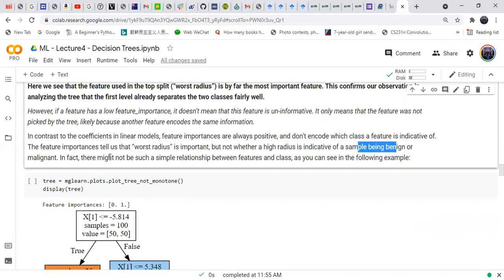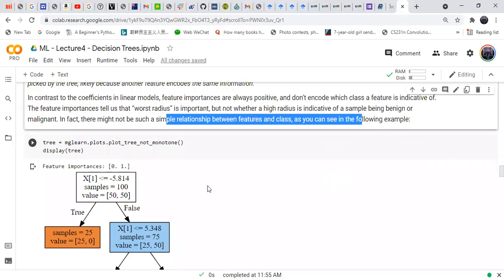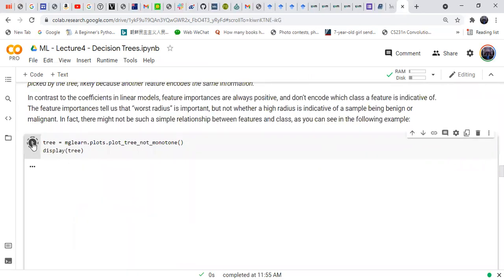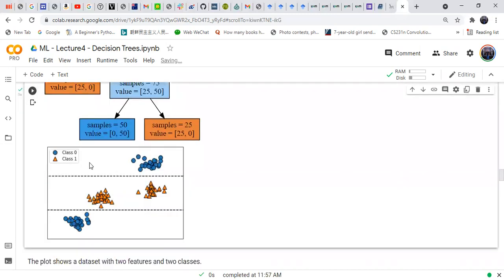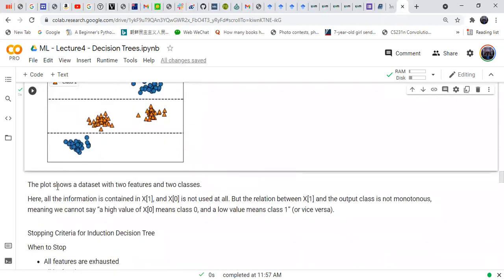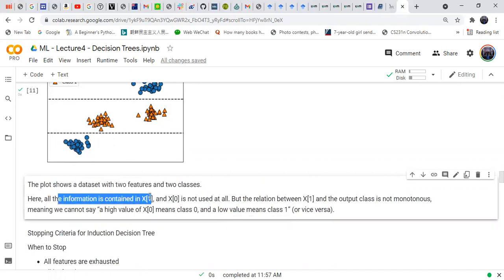In fact, there might not be such a simple relationship between features and class, as you can see in the following example. So I run this part of the code and see the feature importance for different features. They belong to class 0 and class 1. The plot shows a dataset with two features and two classes. Here all the information is contained in x1 and x0 is not used at all.